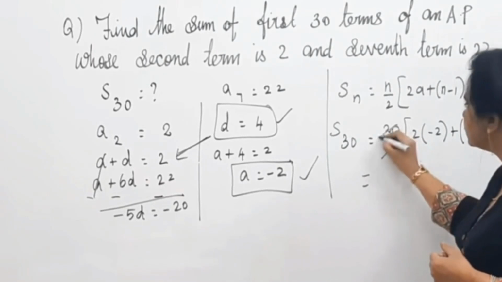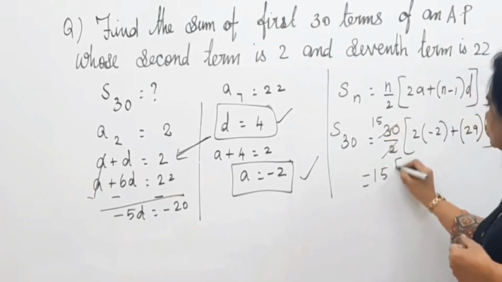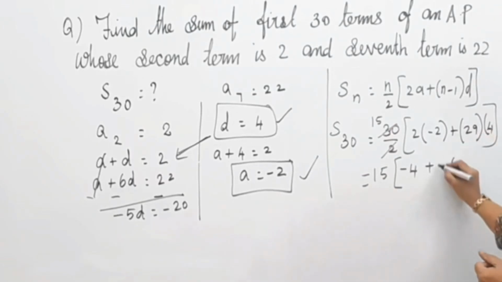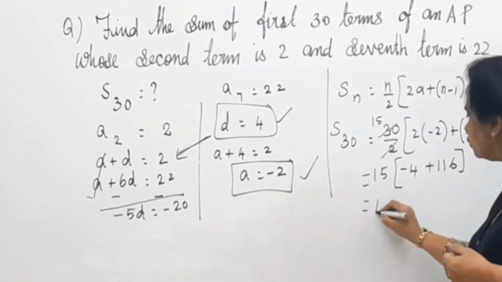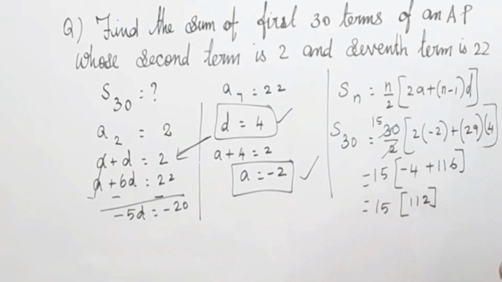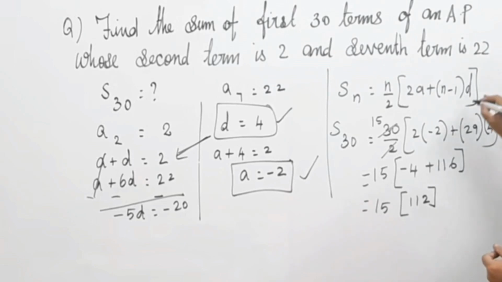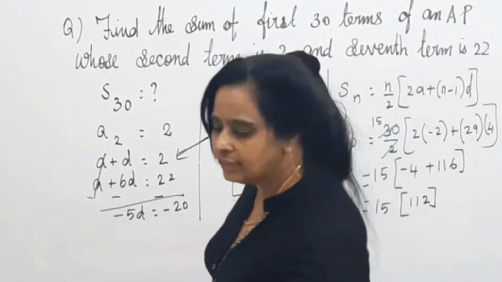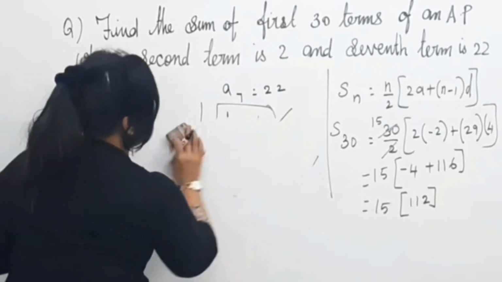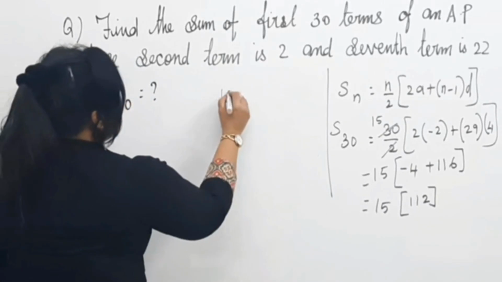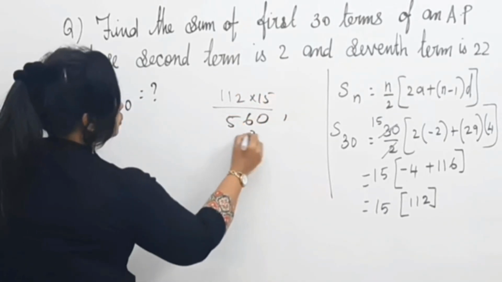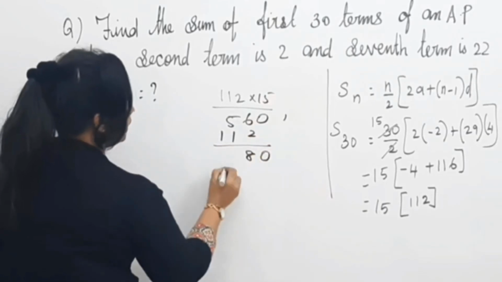This gets cancelled, 15 times. 15 into minus 4 plus 29 into 4: 9 4s are 36, 2 4s are 8, 8 plus 3 is 11, so that is 116, which is equal to 15 into 112. Now I have to multiply 15 and 112. So on multiplication, let me get the product of this: 112 into 15.